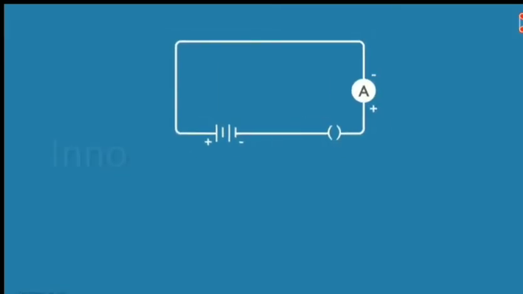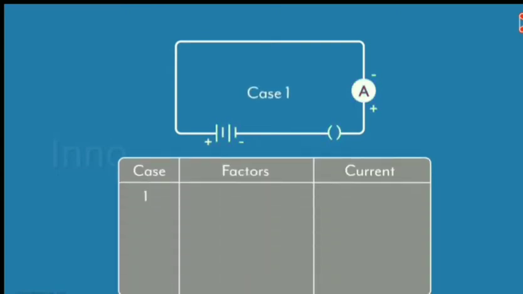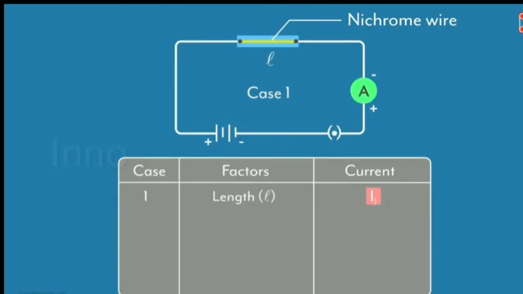Take a small electric circuit like this one, which has a plug, a power source and an ammeter. In the first case, connect a nichrome wire between these 2 points. Let the length of this nichrome wire be L. Now plug the key and measure the reading in the ammeter.